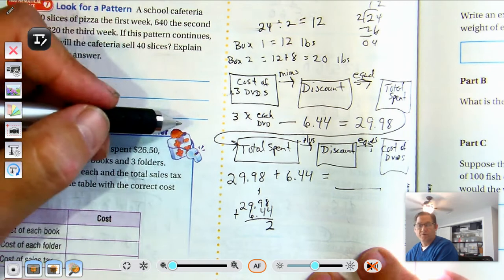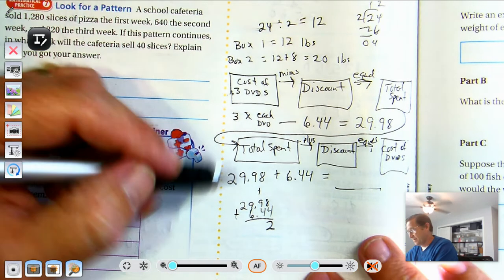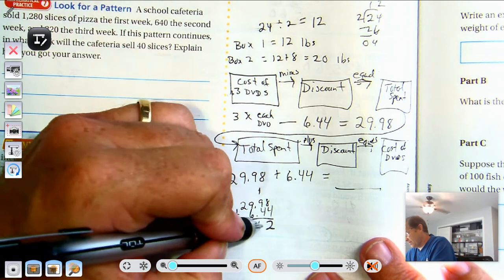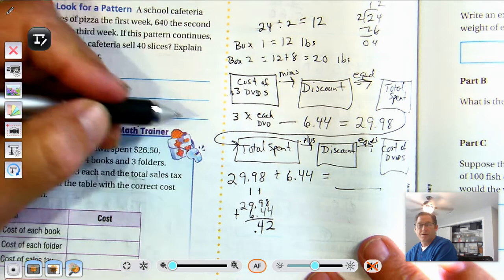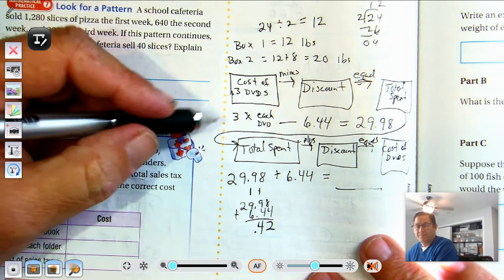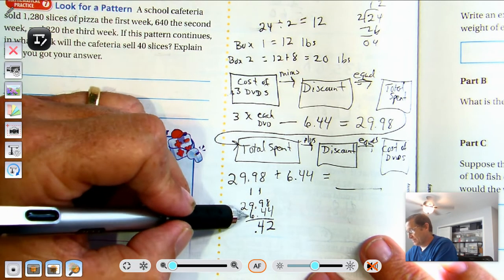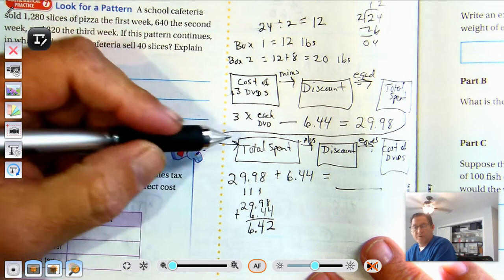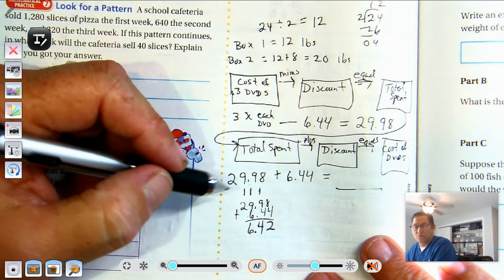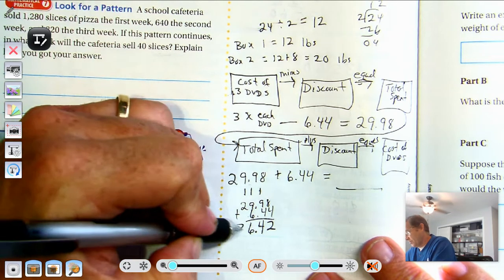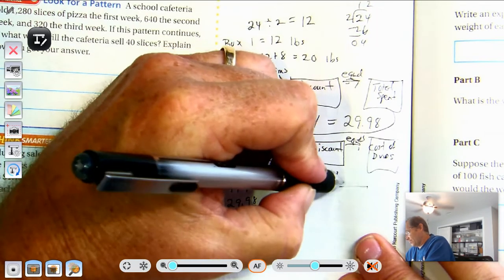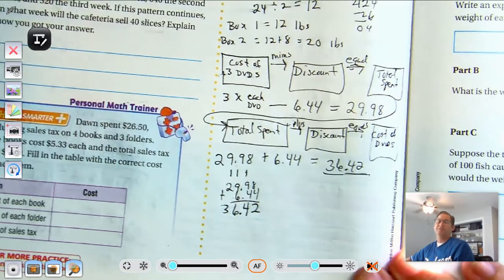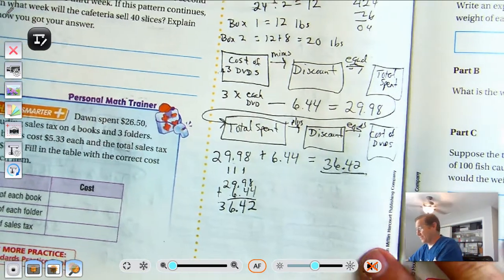8 and 4 is 12. Regroup that as 1 and 2 hundredths. 9 tenths plus 4 tenths is 13 tenths, plus the regrouped tenth is 14 tenths. Regroup that as 1 and 4 tenths. 9 and 6 is 15, plus the regrouped one is 16. Regroup that as 1 ten and 6 ones. 2 tens plus 1 ten is 3 tens. So it would have cost her $36.42 if she bought the DVDs individually.